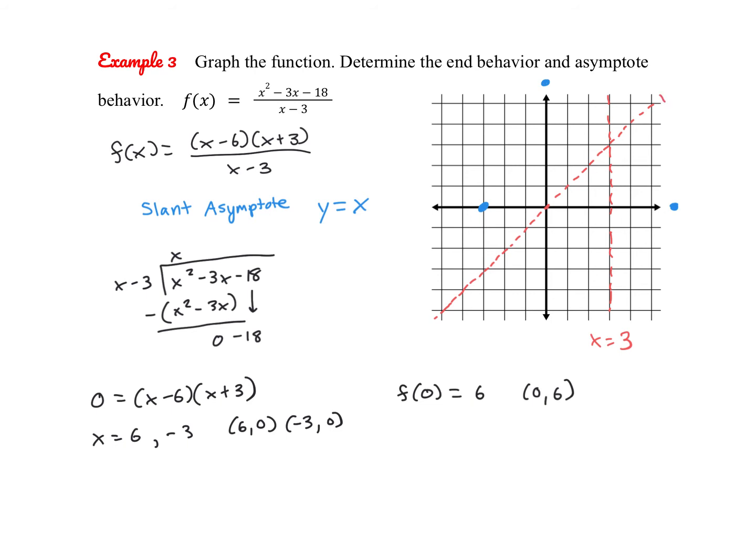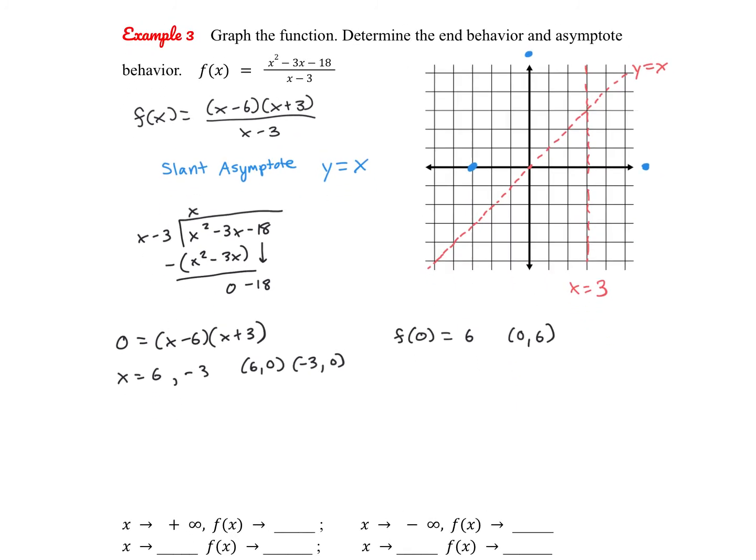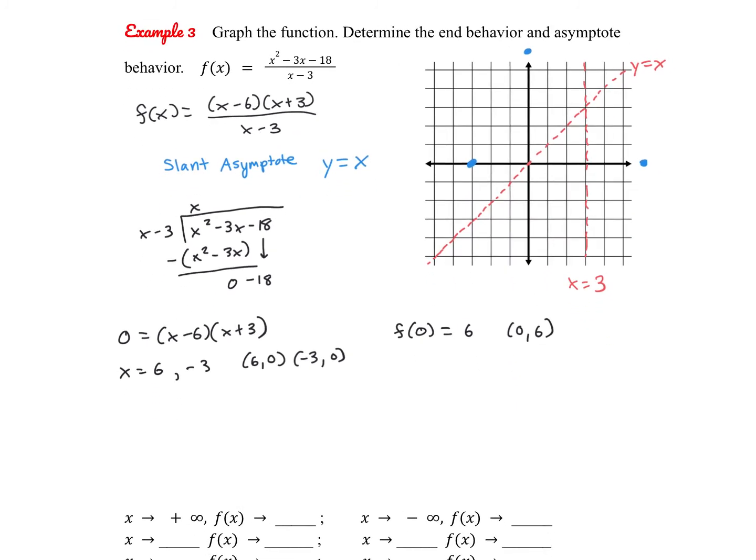And again, this is the line y equals x. Okay, so now we're going to do a little bit of sign analysis. So we want to see what's happening in the intervals between negative 3 and then positive 3, which is our asymptote, and then 6. So let's say I plug in negative 4, so like f of negative 4. Our first factor is negative, and then negative, and then negative, resulting in a negative.